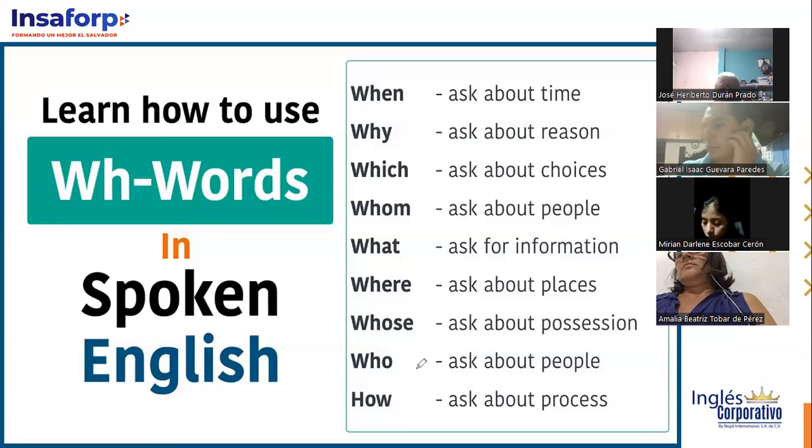Lenguaje formal e informal. Pero eso lo van a ir aprendiendo poco a poco. ¿Está claro? Is that clear? Yes, teacher. Okay, great. Next.